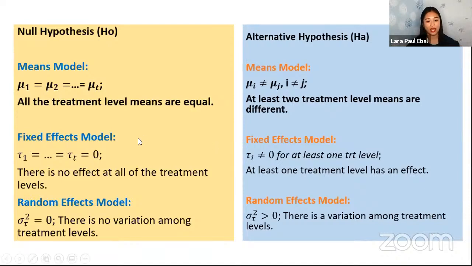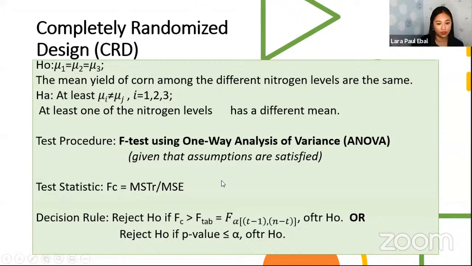Yeah, so I'm just showing this to you just to give you an idea that you can state the HO and the HA the other way around. Aside from the means, you can use the fixed or the random effects. Okay, so go back to the example.